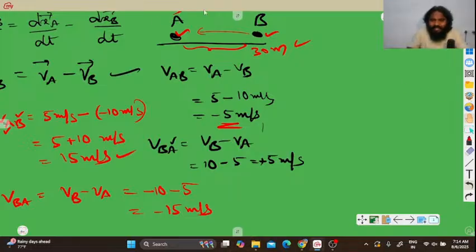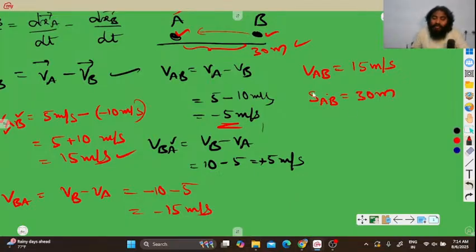So now here, since both the cars are traveling towards each other, what is the relative velocity? The relative velocity of A with respect to B is equal to 15 meters per second, right? Now what is the relative distance between them? This distance is called relative distance. That relative distance, SAB, is nothing but 30 meters.